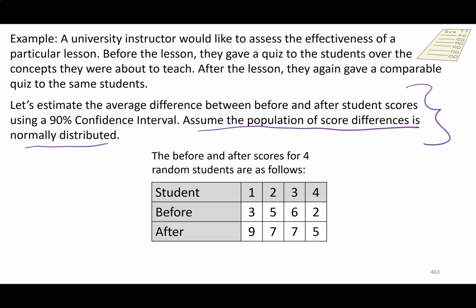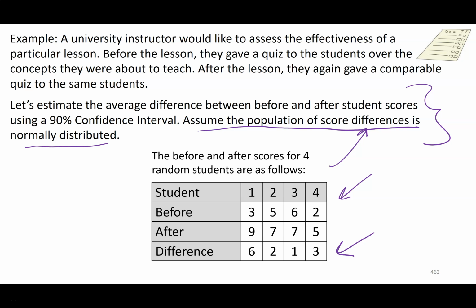We're only taking 4 scores. That's why this is really necessary. So we have 4 students. Student 1 scored a 3 before the lesson, and they scored a 9 after they took the lesson. Student 2 got a 5, and it went up to a 7. I'm sure the instructor is hoping that their understanding of the material improved. I would hope that they increased.